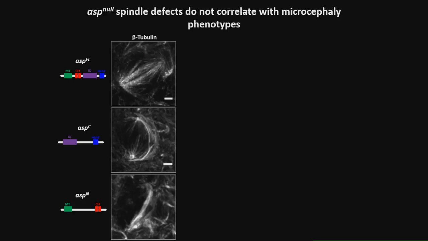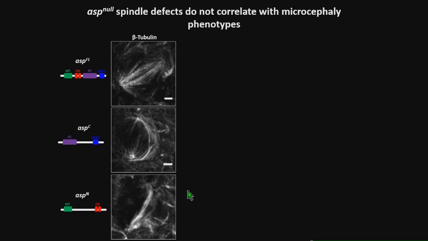So the spindle defects that we observed do not correlate with the microcephaly phenotype. And so we did this using a genetic rescue approach in which we made 3 transgene rescue fragments for Asp. We had a full-length version, a C-terminal truncation, and an N-terminal truncation. And what you'll notice is that only the full-length transgene could rescue the spindle defects that we observed in the mutant background. Neither the C or the N-terminal fragment could.